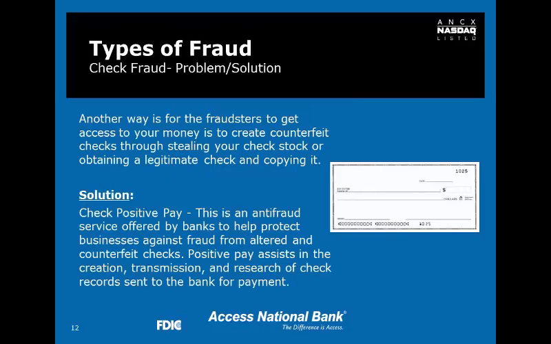So the types of frauds that typically happen with check fraud is where a fraudster accesses money to create a counterfeit check, getting your check stock or creating a new check stock. So when you're looking at this particular check, you see that it has routing numbers, account numbers, and then in the top left-hand corner would be where the name and address of the person would go.